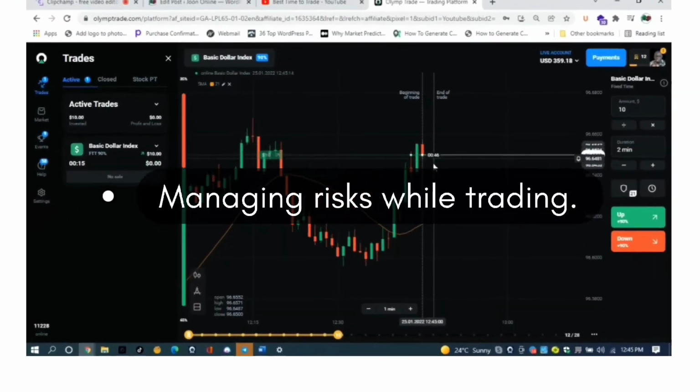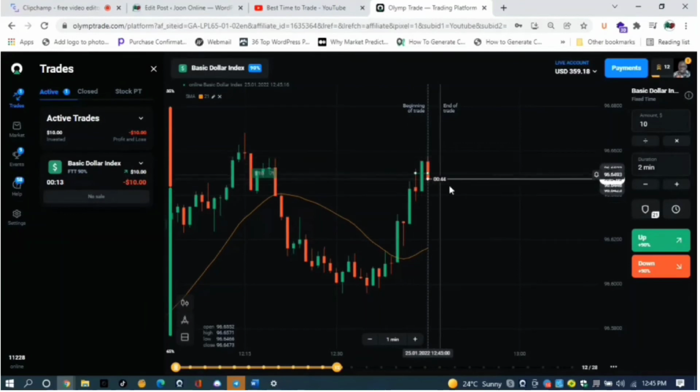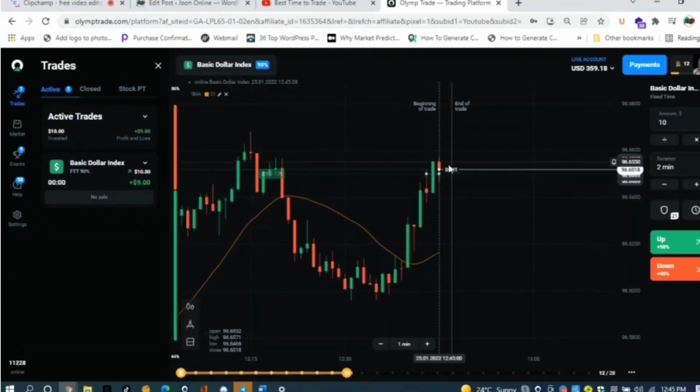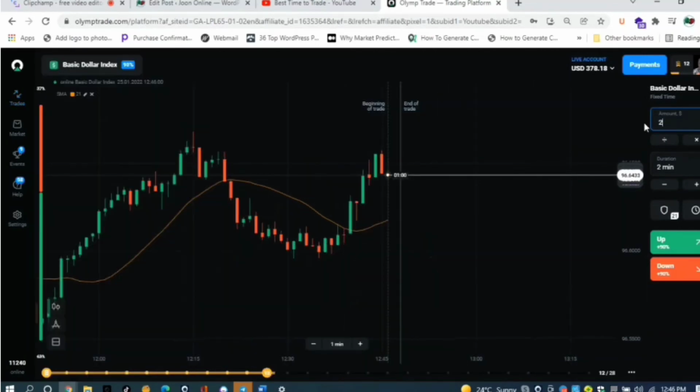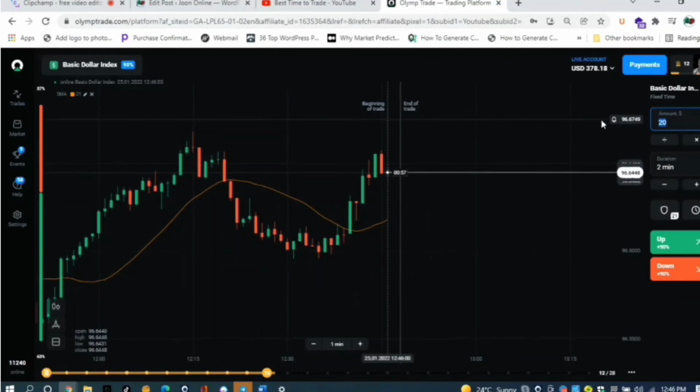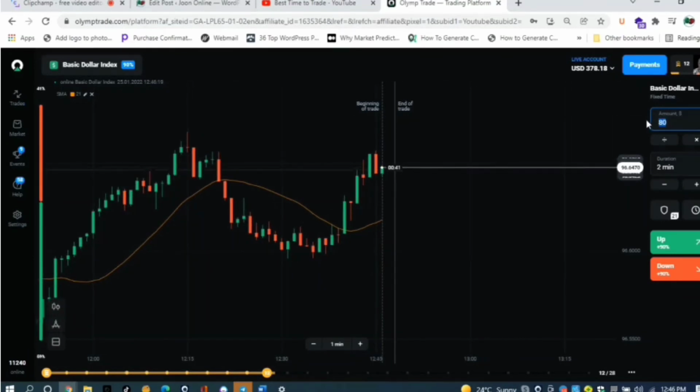Managing risks while trading with this method. There are various money management strategies that you can apply to your Olymp Trade account to grow your account while conserving capital. One of those methods is the martingale trading method. This strategy involves doubling the trade size every time you face a loss. Anti-martingale trading method. This is a reverse of the martingale. It involves halving a bet each time there is a trade loss and doubling it each time there is a gain.